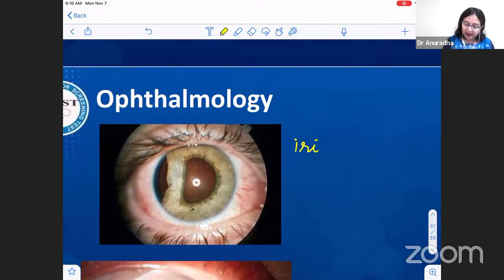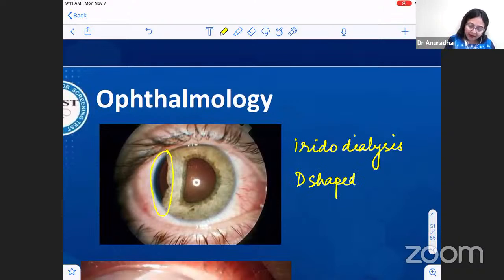This is iridodialysis, beta. When the iris gets separated from its root, this leads to a D-shaped pupil. The pupil has become D-shaped, but you see now there are two openings. So the patient can have diplopia due to iridodialysis. The two images are seen.